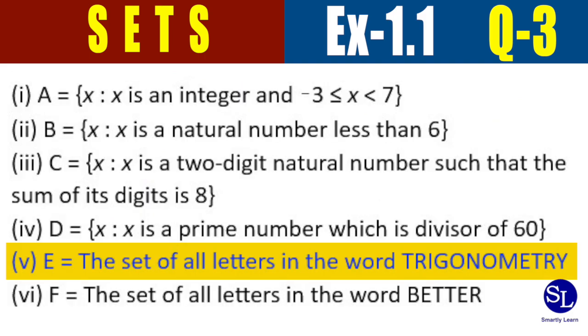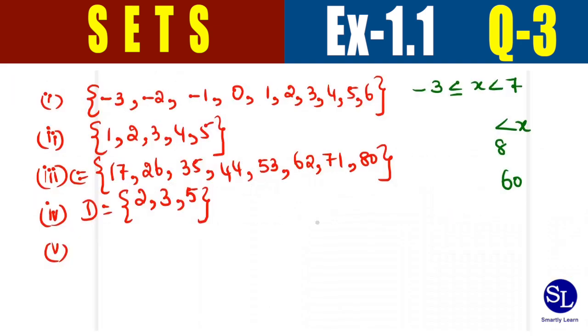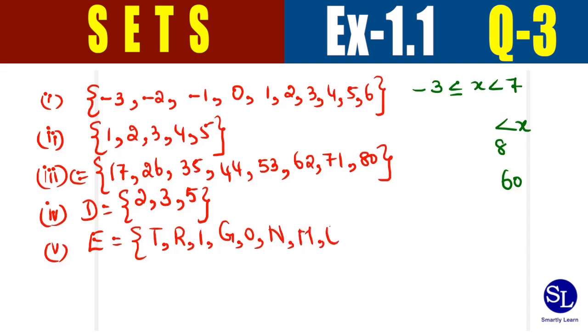Now let's look at the fifth one. E is the set of all letters in the word trigonometry. So I'm simply going to list all the elements in set E from the letters. The first time T came, then R, I, G, O, N. O is again repeated, so we don't repeat the duplicate, so you can skip that. Then M, E, T is already there, R is already there, so I'm skipping those and writing the Y. So the duplicates are removed from the word trigonometry and just the individual distinct letters are part of the set.